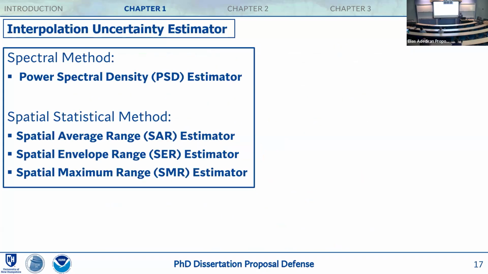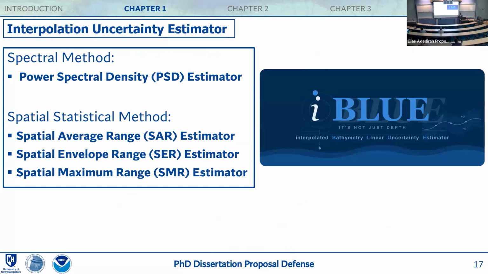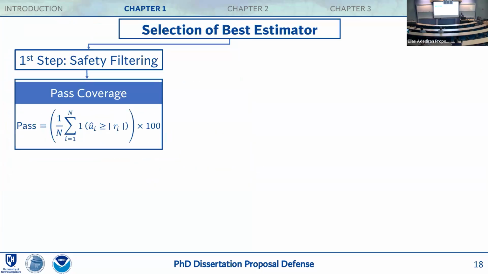To put all of these interpolation uncertainty estimators together: from the spectral framework, we've developed the power spectral density estimator. From the spatial statistical method, we've developed the spatial average range, the spatial envelope range, and the spatial maximum range. And we've put all these estimators together into a framework that we call iBlue, which is the interpolated bathymetry linear uncertainty estimator. Now, we have all of these 4 estimators. So how do we select the best method? We've developed these and are trying to see which one is the best.